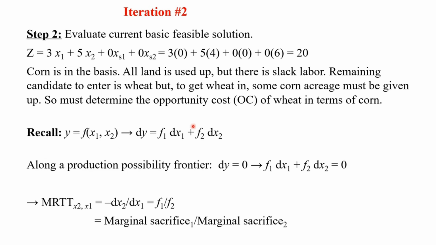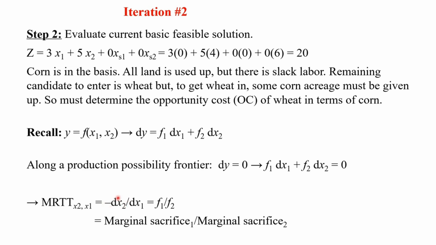Now we recall this total derivative, which we've had numerous times already by now, where dy equals the marginal product of x1 times dx1 plus the marginal product of x2 times dx2. That's basically our production frontier when we set dy equals 0. Here we're dealing with a z, of course, but that's kind of the idea. So we have that f1 dx1 plus f2 dx2 equals 0, which is the marginal rate of technical transformation from x2, which is 4, to x1, which is currently 0. And that's equal to minus dx2 over dx1, which is the marginal product of 1 divided by the marginal product of 2. So this is the slope of that trade-off curve, and this is also the negative of the slope.